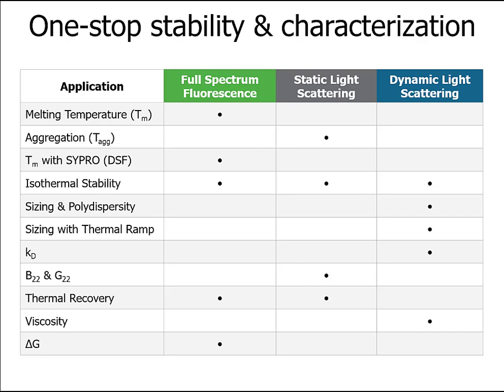For the Uncle, dynamic light scattering also uncovers a protein's size and polydispersity, and DLS or SLS can look at nonspecific self-interactions with B22, T22, and KD. So in short, this table of applications shows all the way Uncle gives insight into a protein's stability and aggregation behavior.